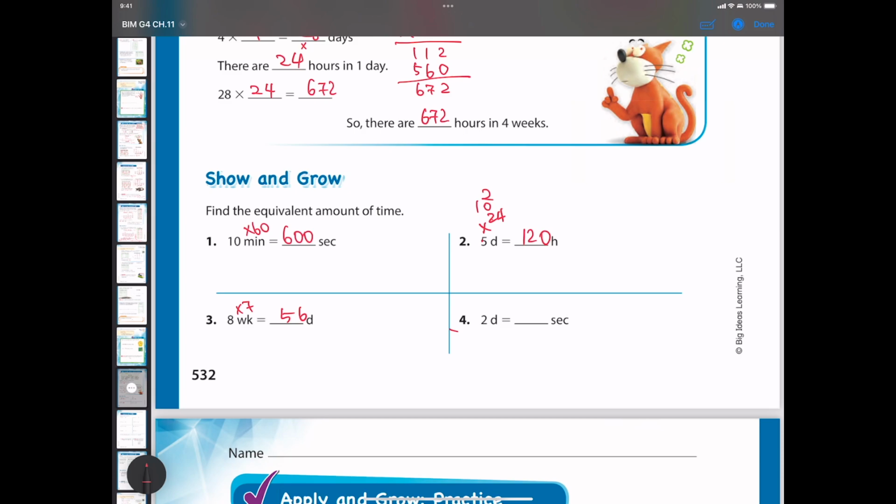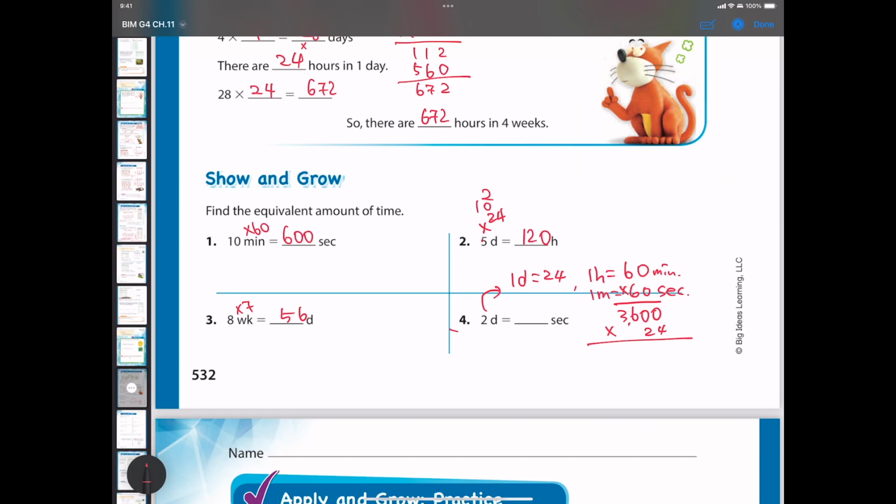2 days in seconds. Wow. So now I'm going to find out in 1 day how many hours? 24 hours, right? And in 1 hour, 60 minutes, right? And in 1 minute is 60 seconds. So in 1 hour, how many seconds are there? 60 times 60. We know how many zeros? Yes, 2 zeros. And 6 times 6 is 36. So 3,600 seconds in 1 hour. And how many hours in 1 day? Yes, 24.